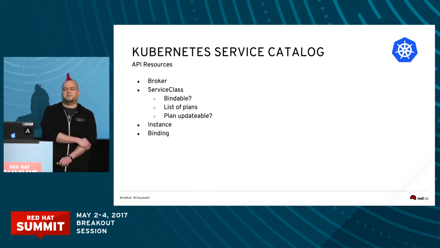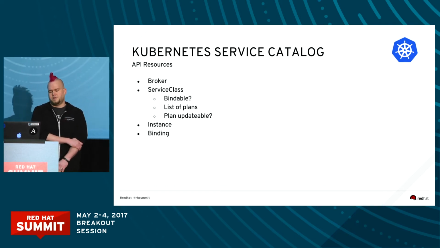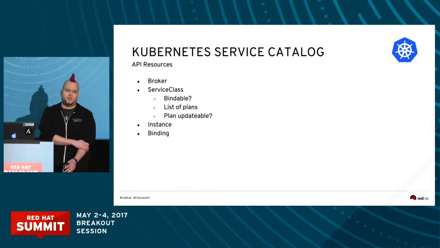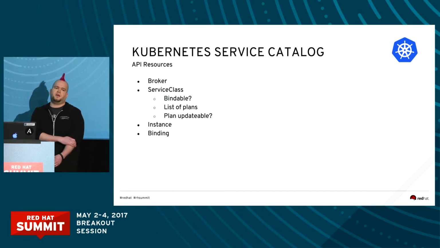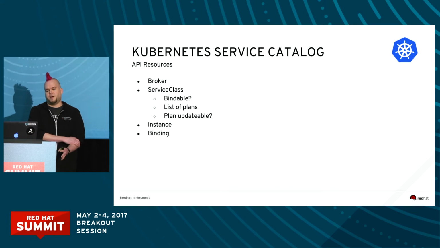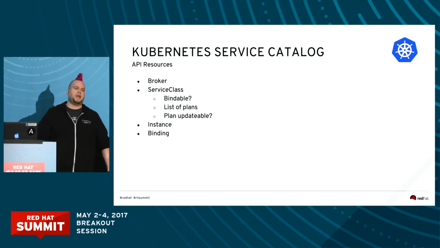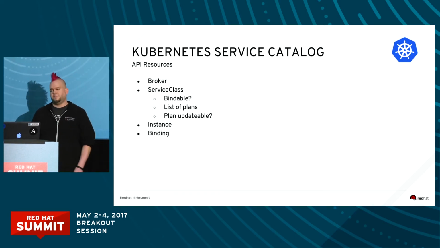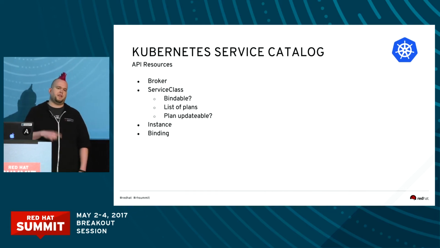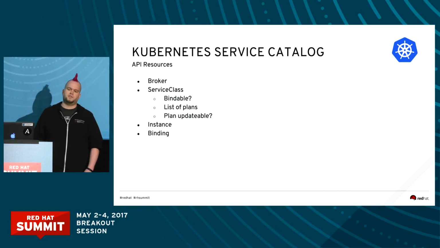Now, the service class says whether the service is bindable or not. Not all services are bindable. It has a list of the service's plans and indicates whether the plan on the service is updatable. What that means is, like, say that I start out with my multi-tenant database and I've just got a dedicated table space, and as my app grows, I need to get more and more power behind it. So it's good to have the ability to go from that, like, maybe a bronze tier to a silver and then a gold. That's what plan updatable is.